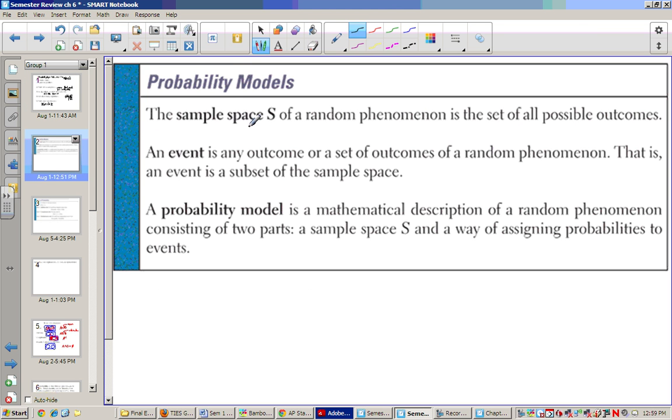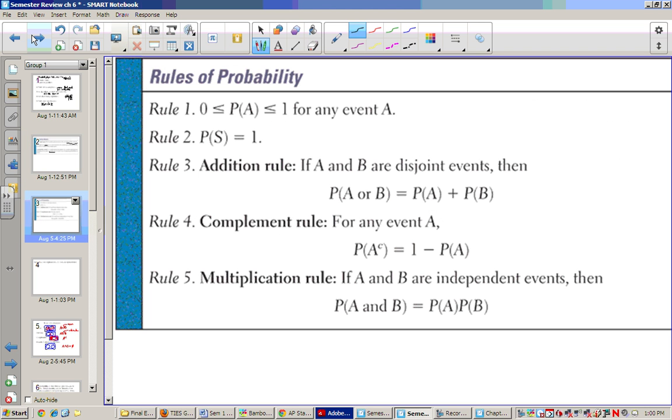Now, we use probability models to talk about a set of data so we can guess what's going to happen in the future. A sample space is all of the possible outcomes. An event is an outcome or a set of outcomes of a random phenomenon. So it's just what happens. If I say the probability that you get above 8 out of 10, 8 out of 10 is an event. A probability model is just a mathematical description of that random phenomenon. So you have a sample space and you have a way of assigning probabilities to each of the events.